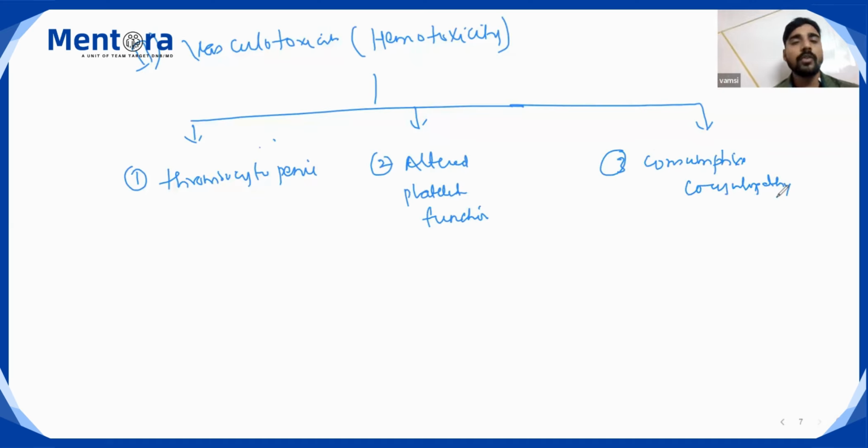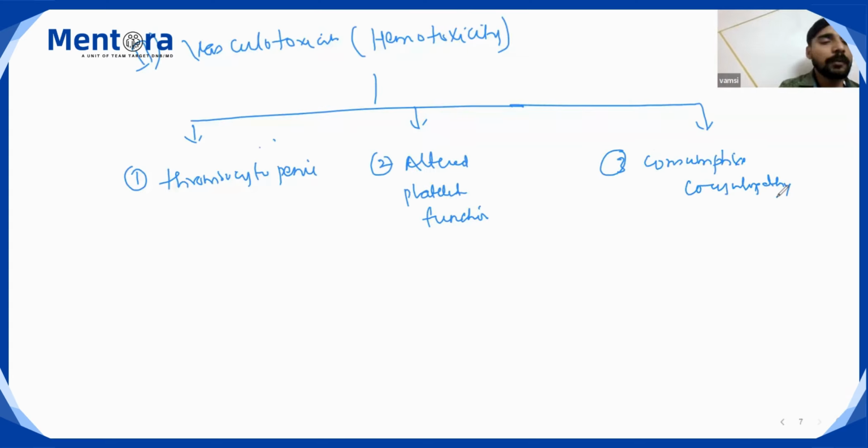Right? So what is going on? Whenever there is vascular hemotoxicity, it causes destruction of the platelets, or altered platelet function, or consumptive coagulopathy. What is consumptive coagulopathy? It is causing activation of all clotting factors. Because of this, all the clotting factors are getting utilized, so finally they lead to what is called bleeding. So this is what is called hemotoxicity.